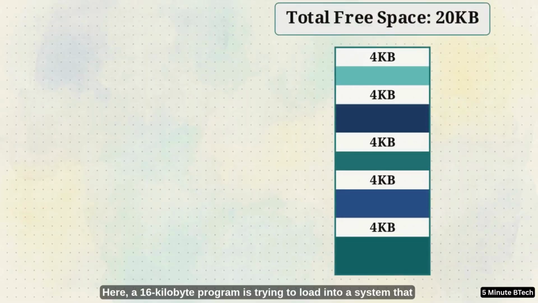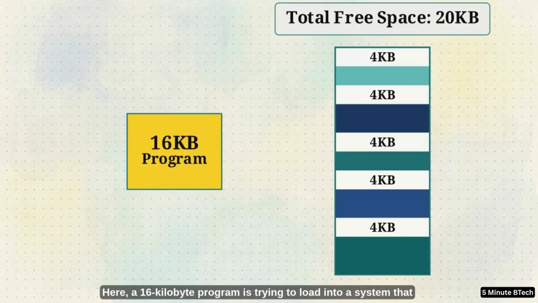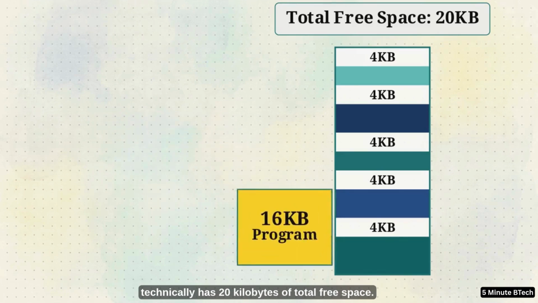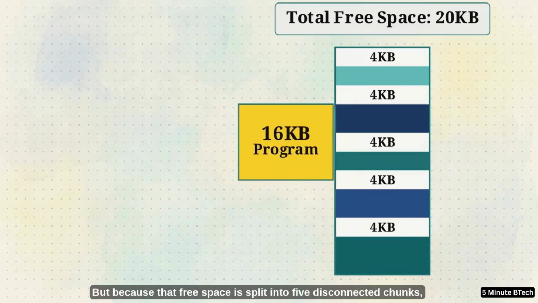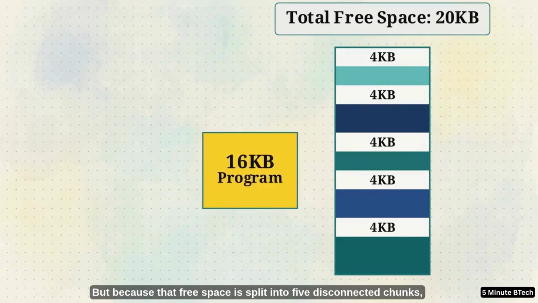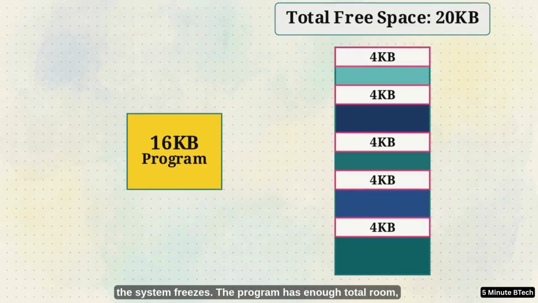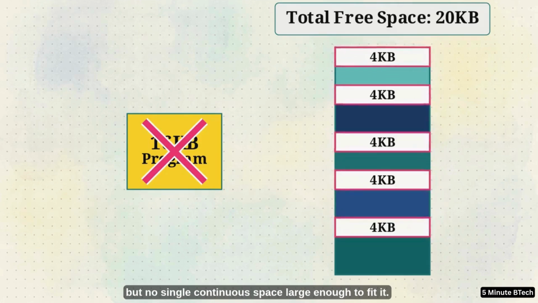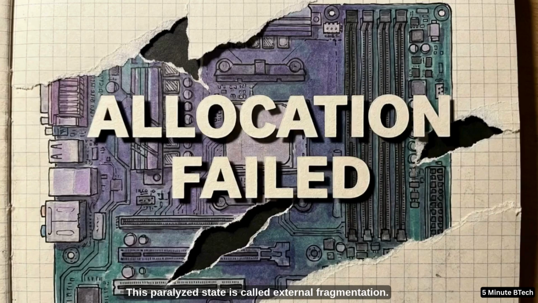Here, a 16 kilobyte program is trying to load into a system that technically has 20 kilobytes of total free space. But because that free space is split into 5 disconnected chunks, the system freezes. The program has enough total room, but no single continuous space large enough to fit it. This paralyzed state is called external fragmentation.